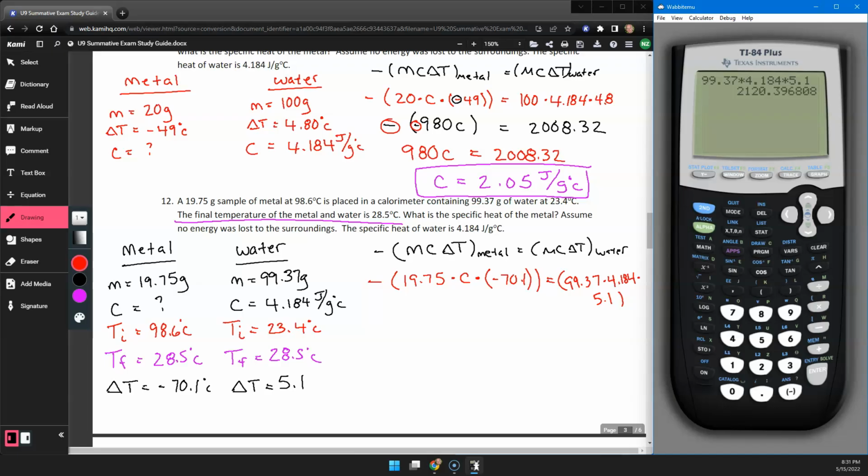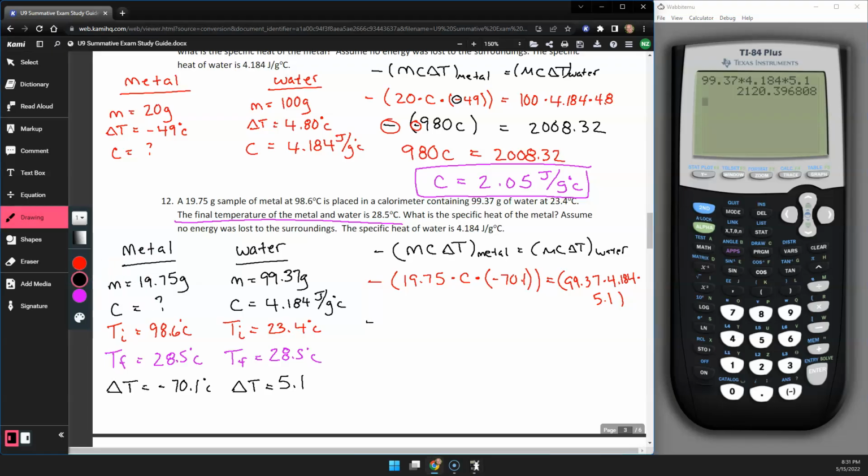Okay, so we got a lot going on here. So let's see, negative 19.75 times C times negative 70.1. All right, so we got 2120. We don't want to round into our final step, 396,808.